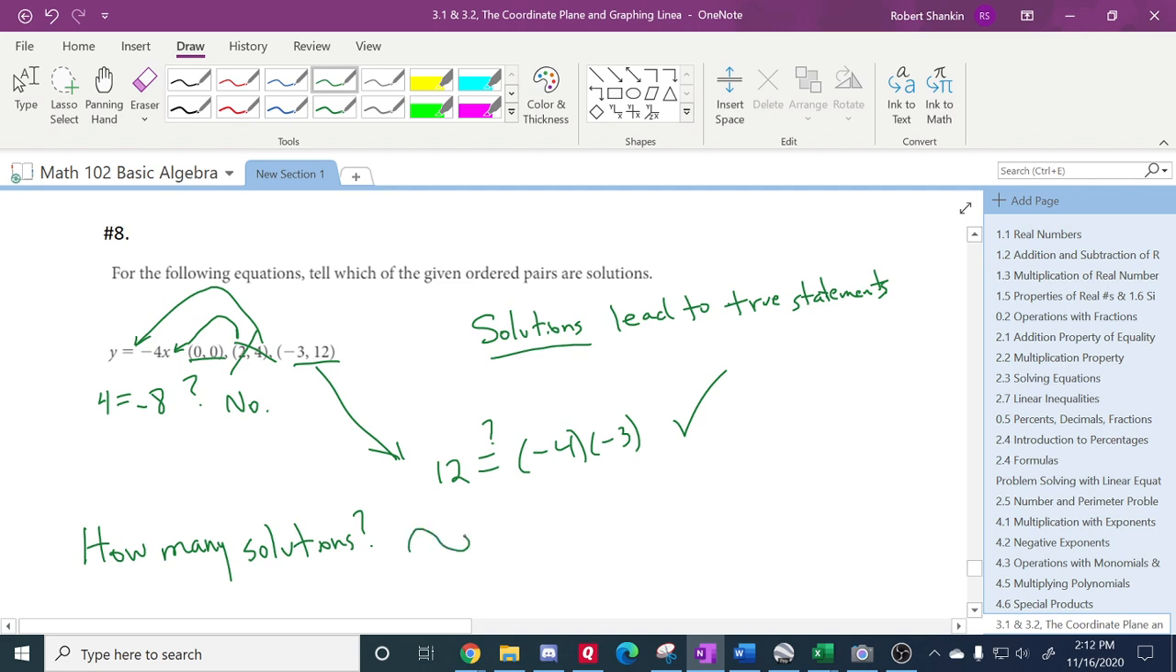There is an infinite number of solutions. Whatever value you pick for x, just multiply it by negative 4 and that'll tell you what the y is. So if you want x to be 10, the y will be negative 40. X to be 100, y is negative 400. You can keep making x as big or small as you like. You can make x fractions. You can do anything you want. That x will determine another y, an infinite number of solutions.